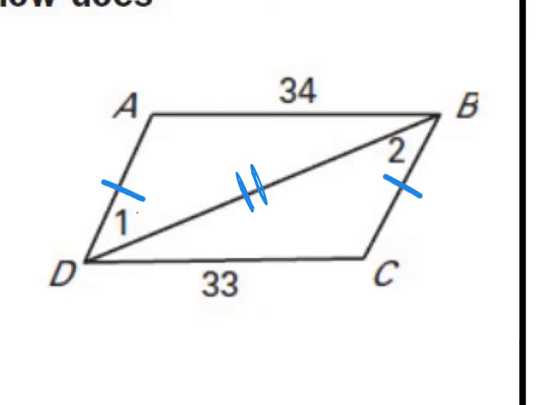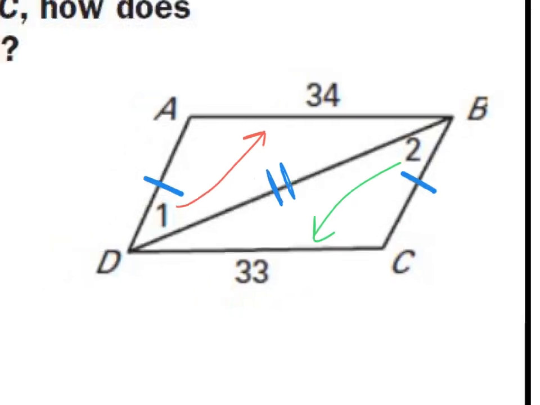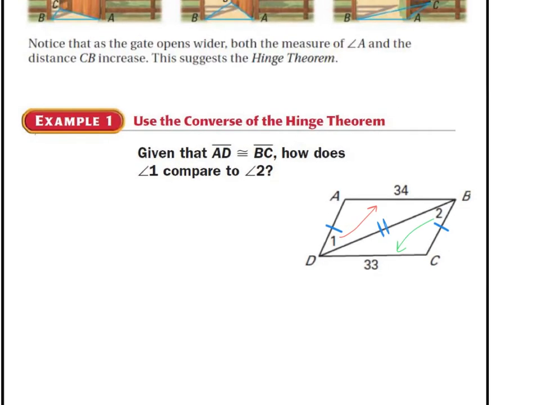Look across from it. Angle 1 creates the side across from it, 34. Angle 2 creates this side, 33. So which angle should be larger, do you think? Angle 1, because the side across from it's larger. Yeah. That's what we're doing today. So it's really similar to what we did yesterday, except you have to look at two triangles. So angle 1 is greater than angle 2.